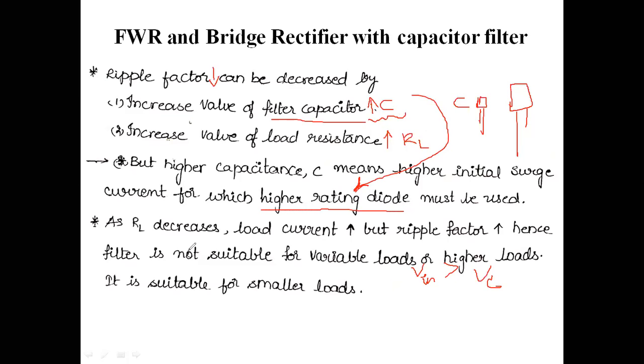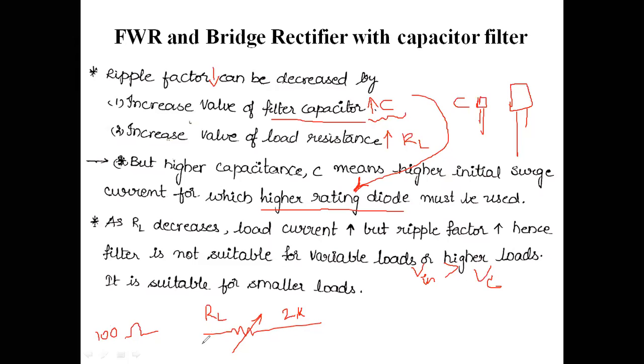As load resistance decreases, load current increases, but the ripple factor increases. Hence a filter is not suitable for variable loads. Now, suppose we are increasing the load, for example we take a load resistance RL. Let it be some fixed value, say 100 ohms. If it varies up to 2k like that, due to this variation the ripple factor may vary.